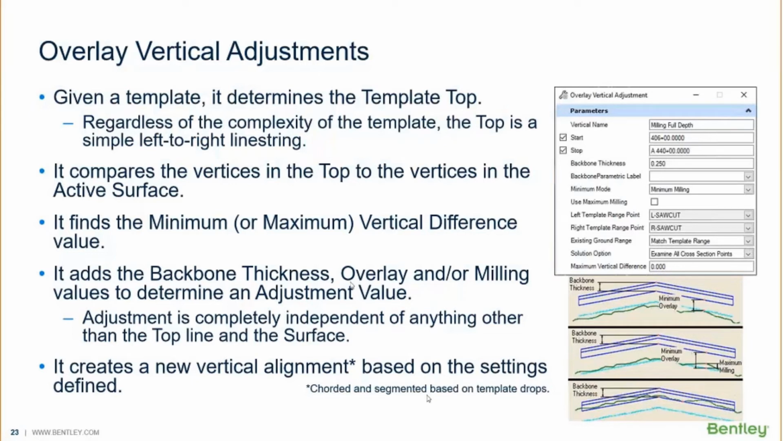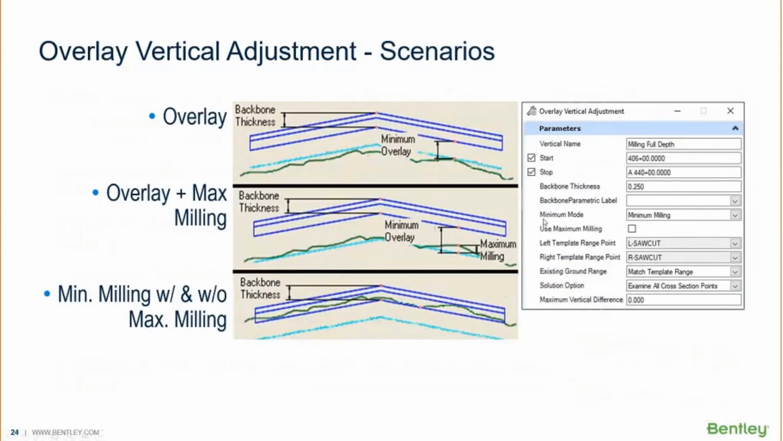So I just wanted to introduce that real quick because this is what we'll pick up with when we get to the next session. Then we'll go through some of these different scenarios where we show how to use this tool, where we have overlay and then overlay plus maximum milling, and then we'll do one maybe with minimum milling, without maximum milling. There's a bunch of different options we can look at and utilize this tool to create an adjusted vertical alignment.